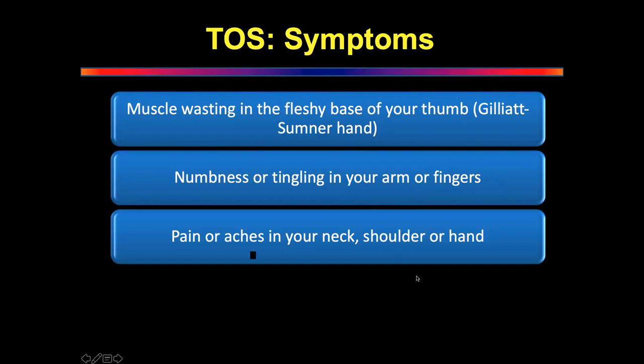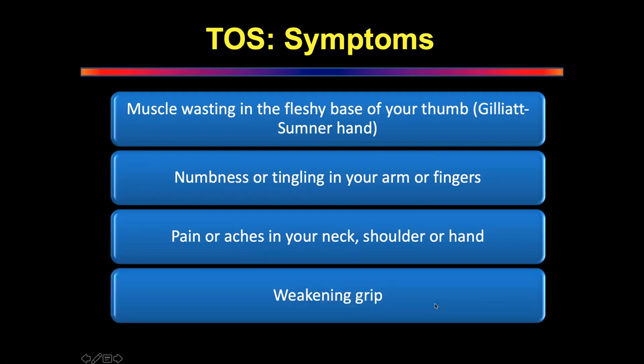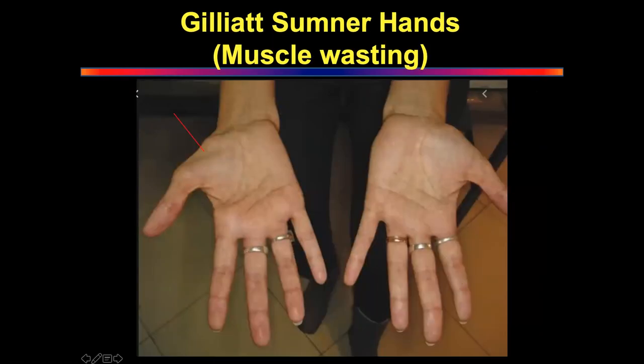Patients also complain of pain or aches in the neck, shoulder, and hand. And it's quite important to understand and differentiate what level of the hand is being affected, what level of the shoulder is being affected, because that is directly decided by which part of the brachial plexus, the upper, middle, or lower, is being compressed. You will get a weakening of the grip. So these are all neurological symptoms that you usually get. If you look carefully at this picture, you will see that this thenar eminence is normal, but this thenar eminence has got wasting. Okay? So this is a classical finding when it is a neurological TOS.